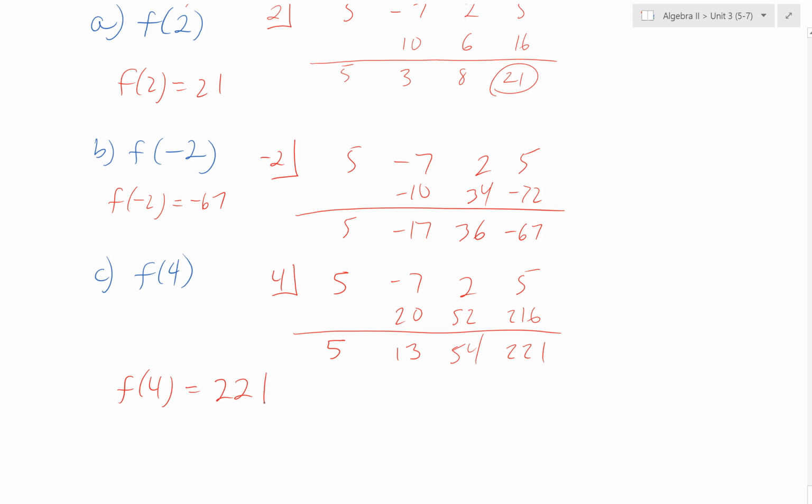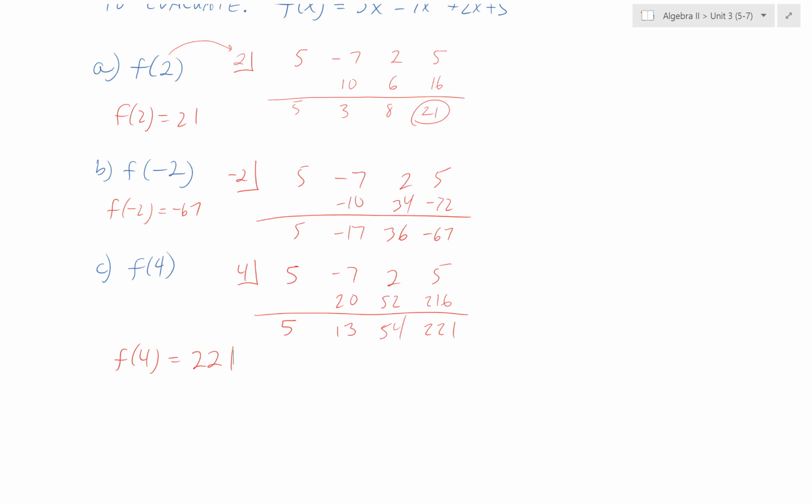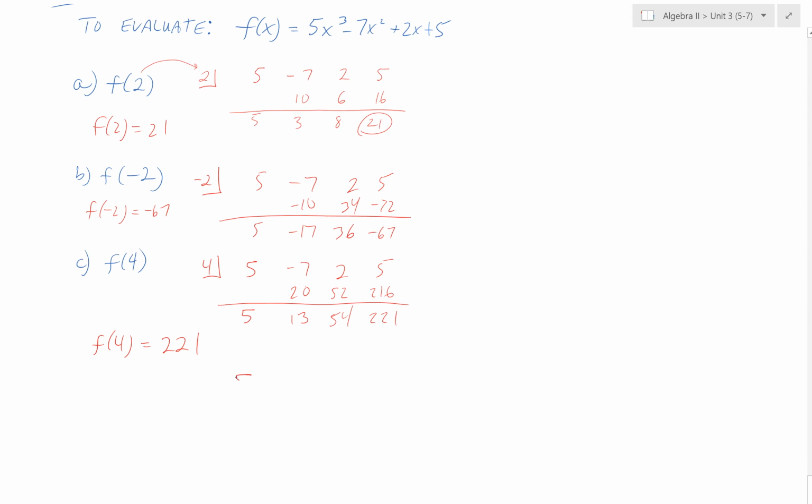Okay, so I got 221 using the synthetic method, and then if you wanted to check that and see if it's right using your calculator this time, you could do 5 times 4 cubed minus 7 times 4 squared plus 2 times 4 plus 5. And you will see that if you type that in exactly like that on your calculator with the parentheses, you'll get 221 also.